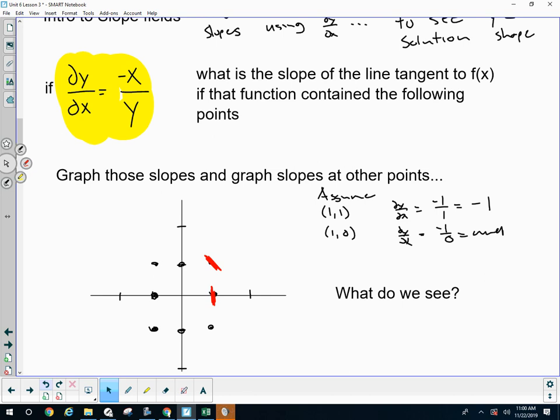Go ahead, do it for the other points. Very nice. What does a zero slope look like? Undefined is vertical. So it's just zero? What's zero look like? Horizontal. Okay.